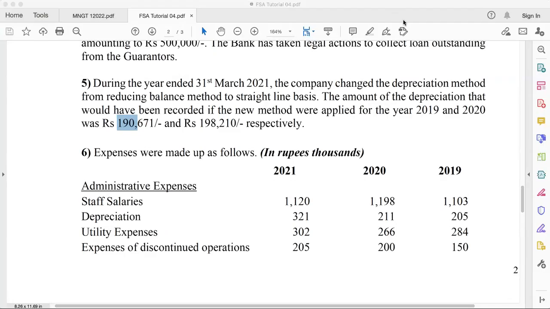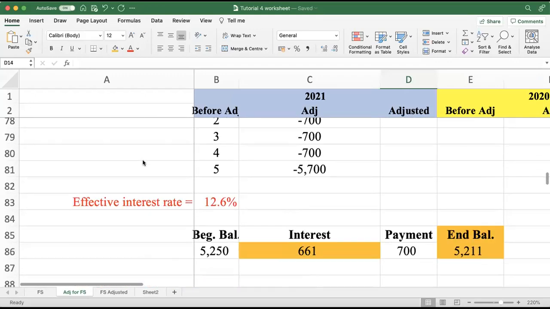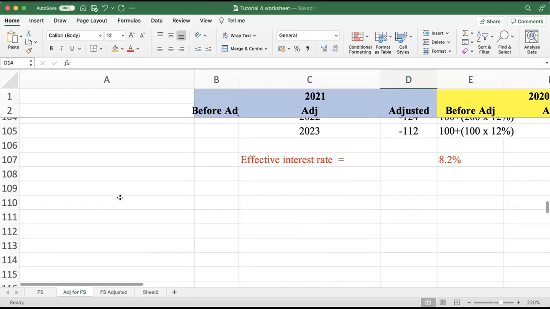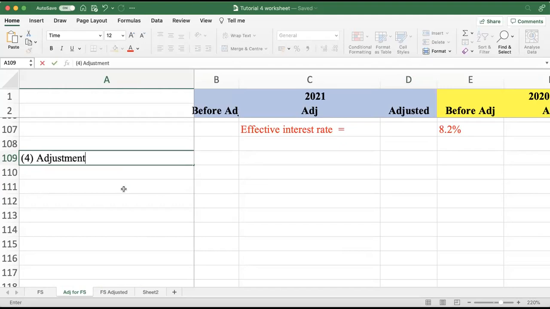So we'll come to a working now. Working number 4. Adjustment for depreciation.